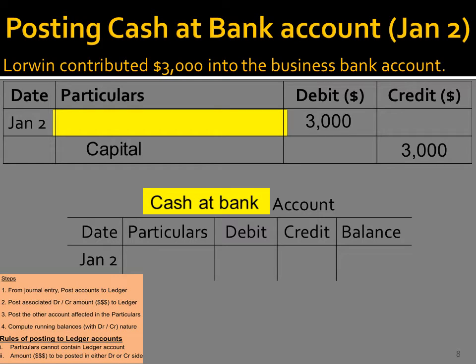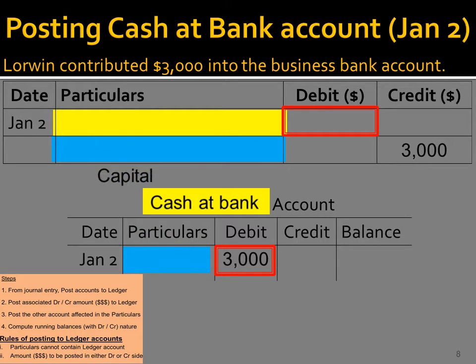Step 2, we will then post the associated debit amount to the cash at bank ledger. Step 3, we would then post the other account in the particulars section. Recall that we need to state the reason why we have debited the cash at bank account with $3,000. The other account affected in this case is the capital account.